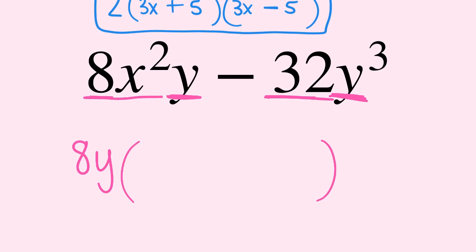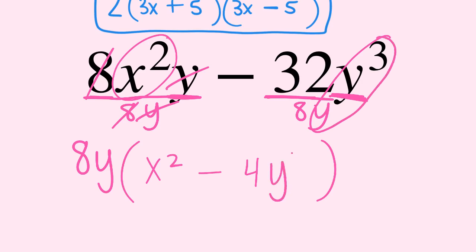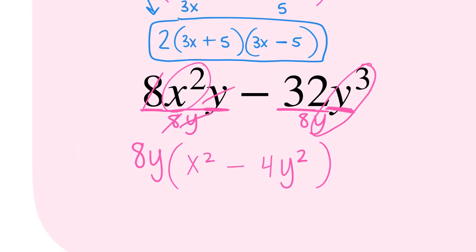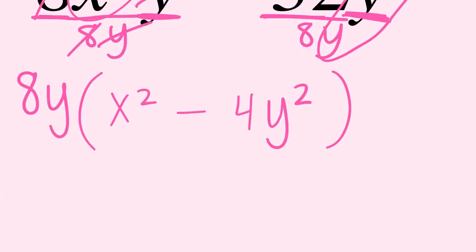And then let's just divide and see what we got left. So the 8's would cancel, the y's would cancel. So the only thing I have left here is x squared. And then over in the second term, 32 divided by 8 is 4. So we'll put minus 4. And then the y's, if I divide those, I would have 2 left over. So 4y squared.